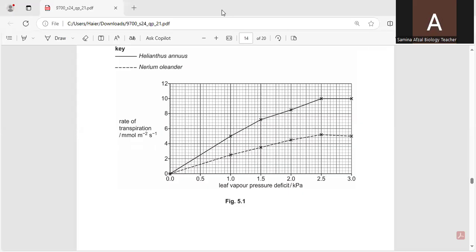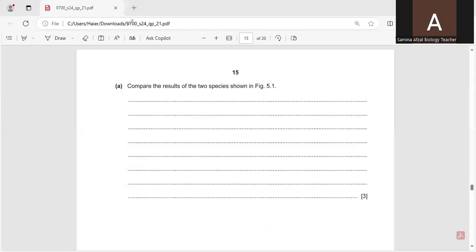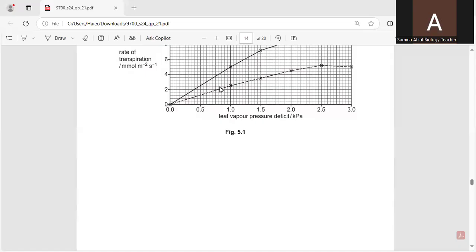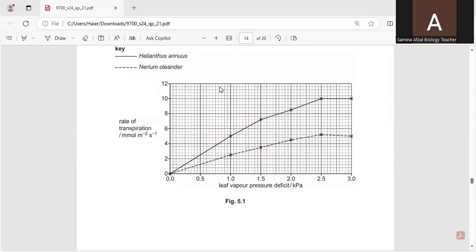You can see both of these curves start from zero. Leaf vapor pressure deficit, LVPD, is shown on the x-axis, whereas on the y-axis is the rate of transpiration. Now let's move towards the question regarding this. The question is, compare the results of the two species shown in figure 5.1. So in figure 5.1, you can see the differences.